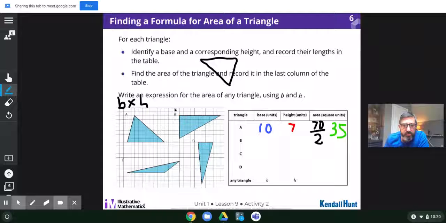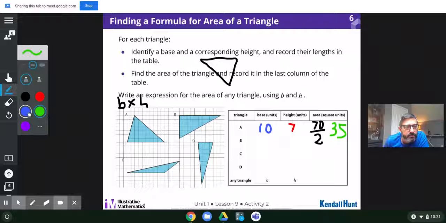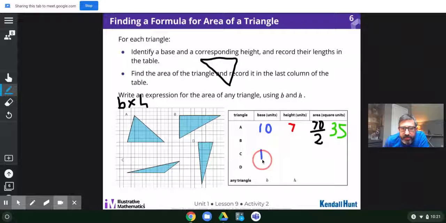So let's do one more. I'm going to do B. So which side do you want to choose as the base, Linus? You want this one or this one? Top or left? Top. Okay, so how long is our base there? 11. All right, I'm going to write it down here.